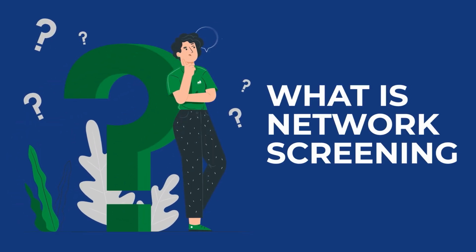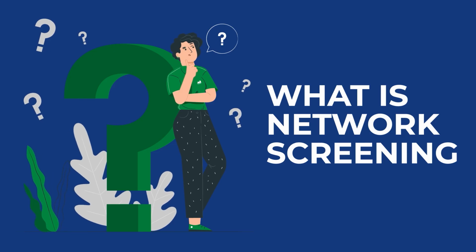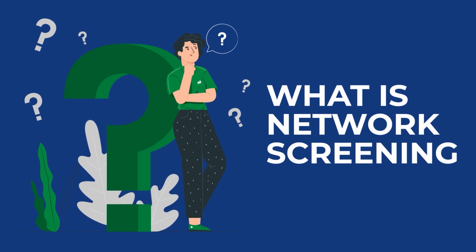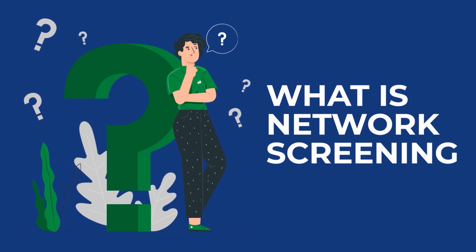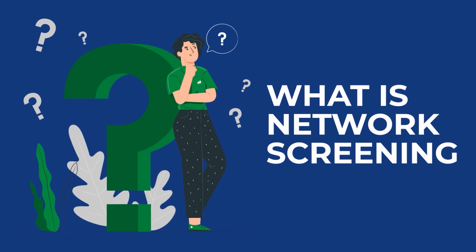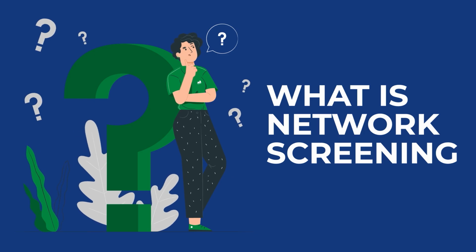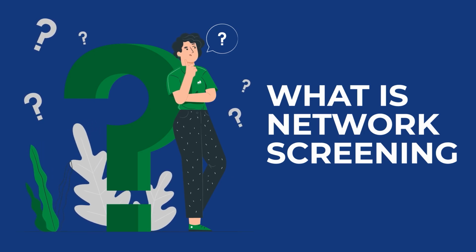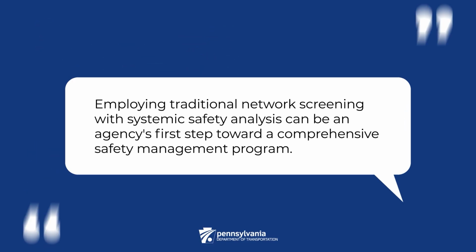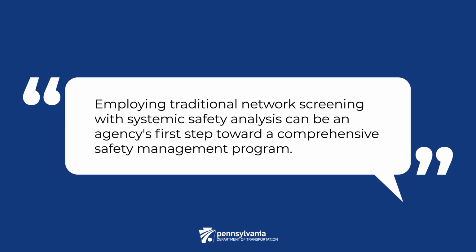What is network screening? A method from the Highway Safety Manual, or HSM, network screening compares expected crash frequencies and crash severities to historical crash data based on Part C of the HSM. This comparison helps agencies evaluate many facilities as well as identify and prioritize locations that are likely to respond to safety improvement investments. The Federal Highway Administration says that employing traditional network screening with systemic safety analysis can be an agency's first step toward a comprehensive safety management program.